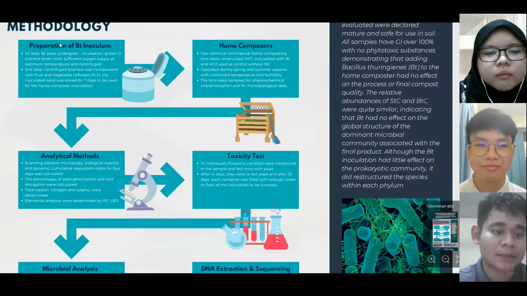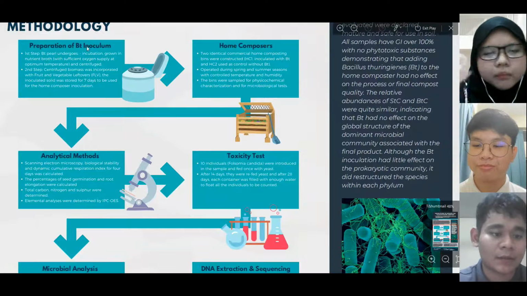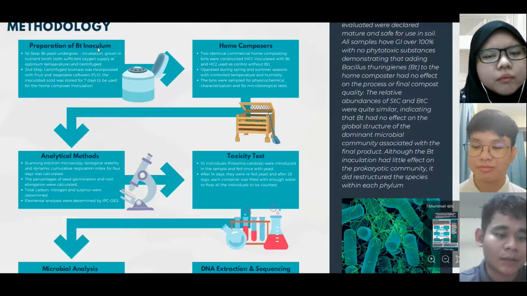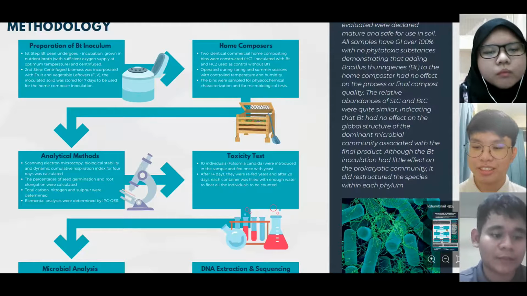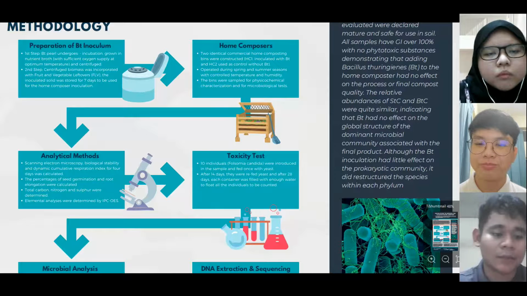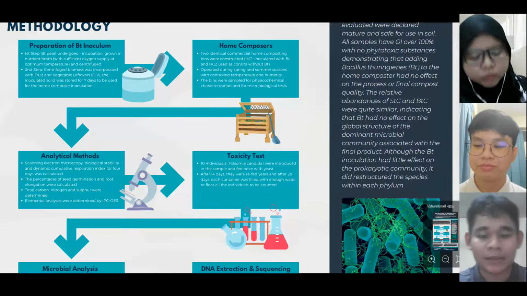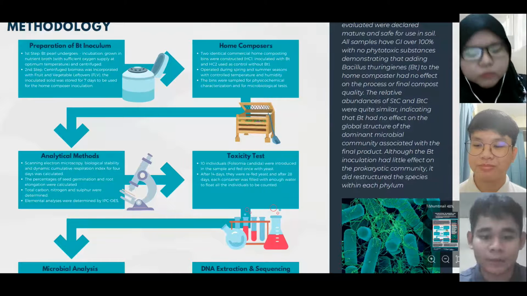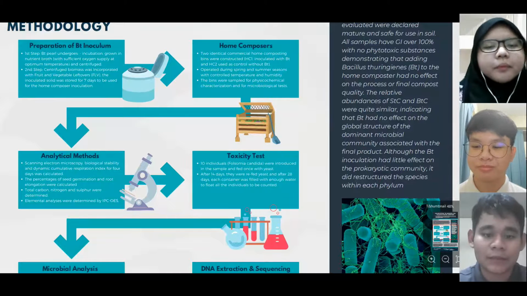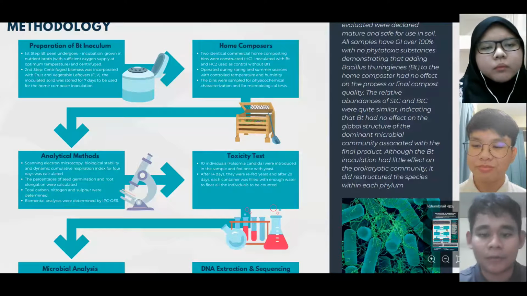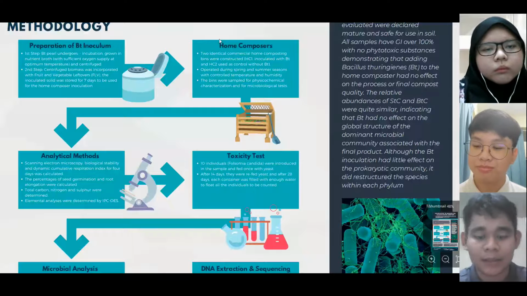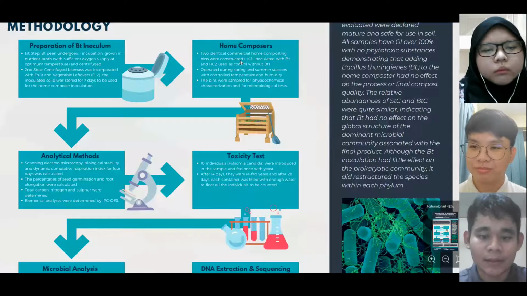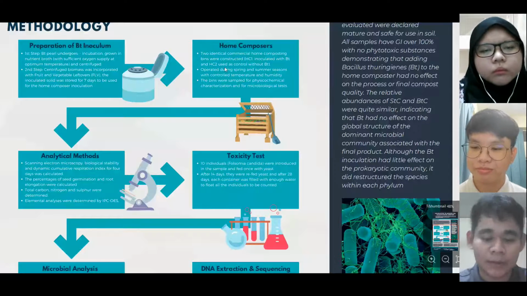The first step is the preparation of the bacteria inoculum. The bacteria pearl will undergo incubation, grown in the nutrient broth and centrifuged. Next, the biomass will be incorporated with the fruit and vegetable leftovers to be used for the home composter. For the home composter, they made two identical home composting bins, labelled HC1, which has the inoculated bacteria, and HC2, without the inoculated bacteria.